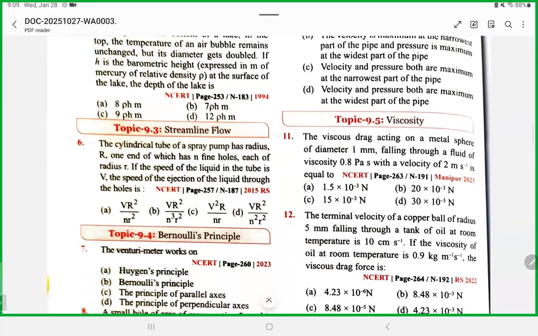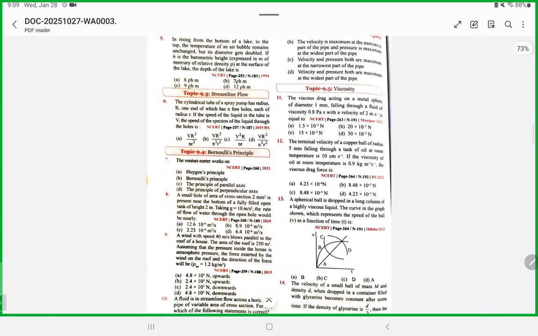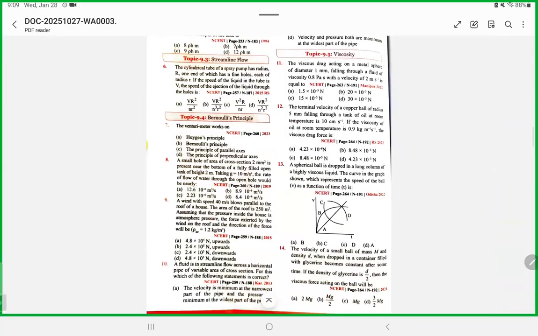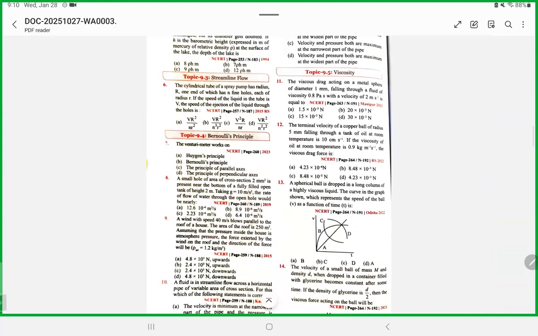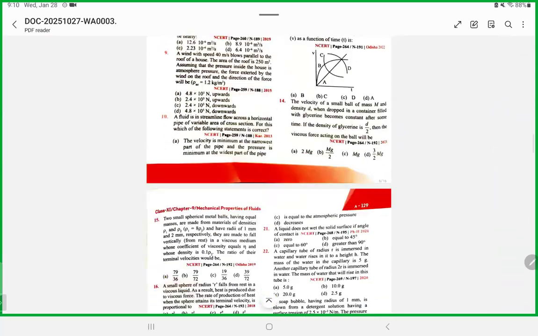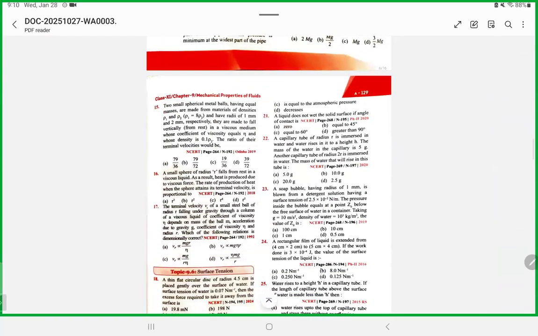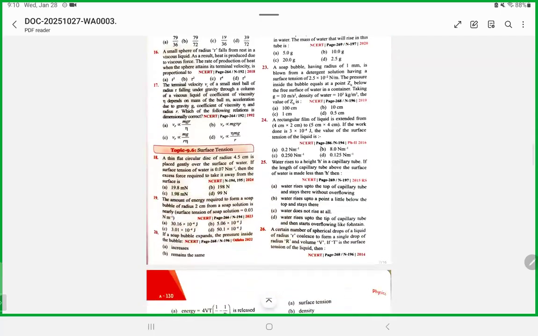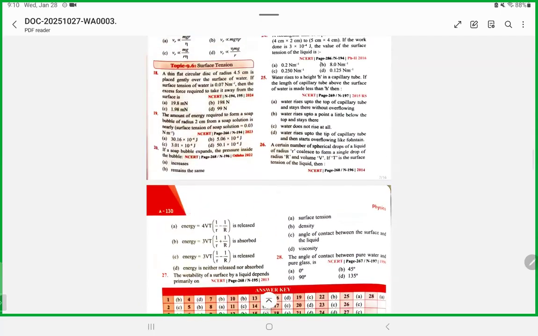So the reason we spent almost an hour is that there are only 1, 2, 3, 4 questions from this topic. Streamline flow, one question. And now viscosity from class 11, you have a good number of questions, like 7 questions, I guess. So viscosity we can cover in half an hour. And then surface tension, again the maximum number of questions. Surface tension will take half an hour. So within an hour, we can finish the full topic.